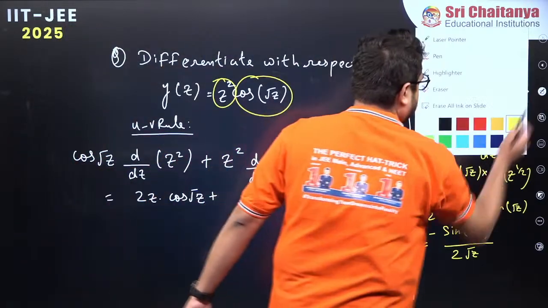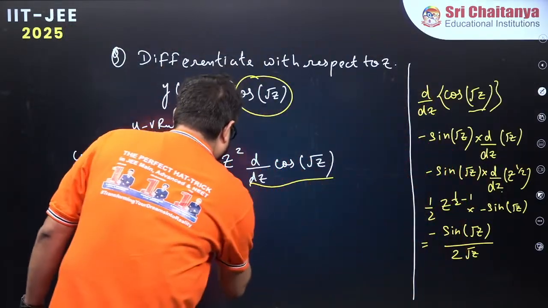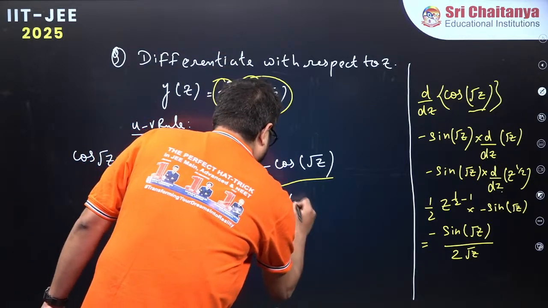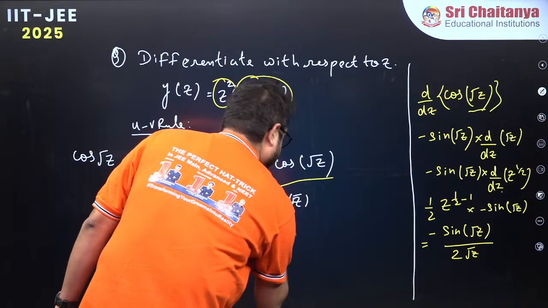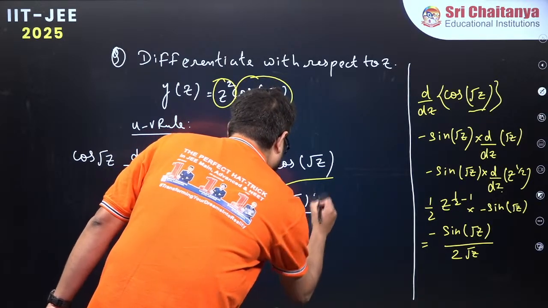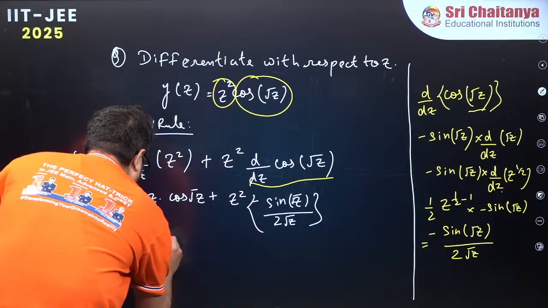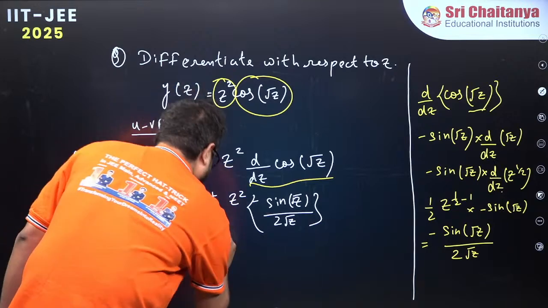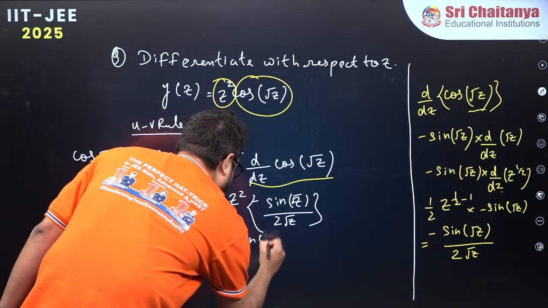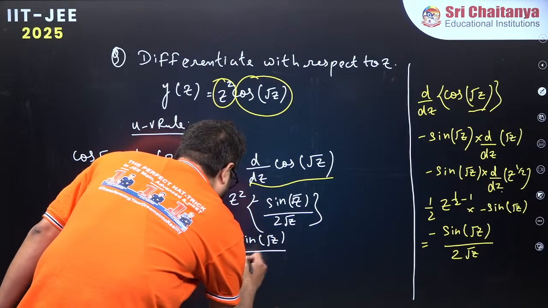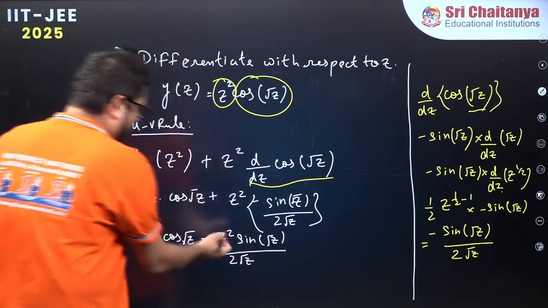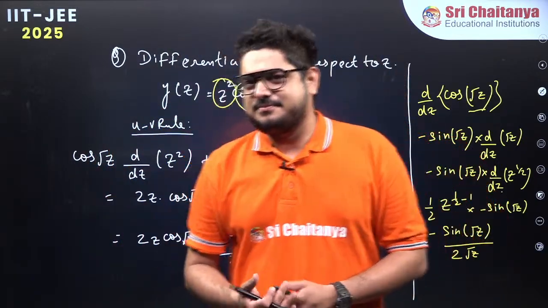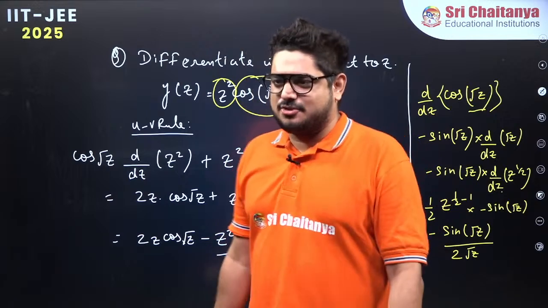So as a result of that, I can write down my equation as z square is a constant over here, and it is going to be minus of sine root of z divided by 2 root z. So as a result, the final answer will be 2z cosine of root z minus sine, we can take it outside, minus z square sine root z by 2 root z, isn't it? You can multiply this. Can you give me the condensed expression over there, everyone?